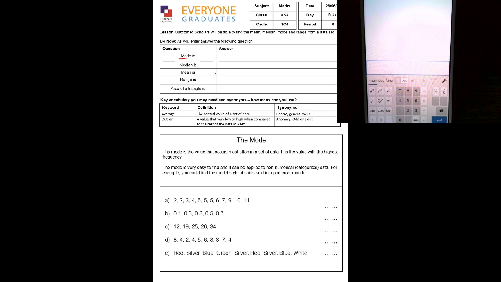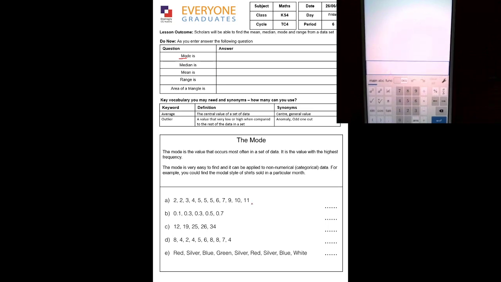Area of a triangle, anyone remember? A half AB, that's it. A half AB, no, a half BH, base times perpendicular height. AB would be for something else, trapezium.